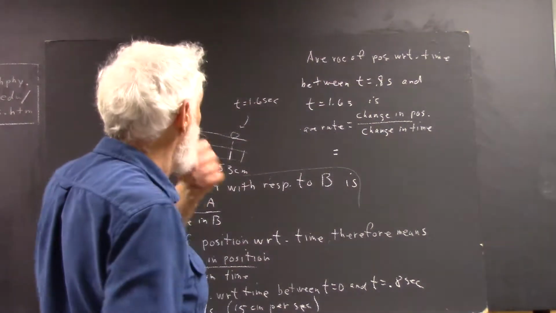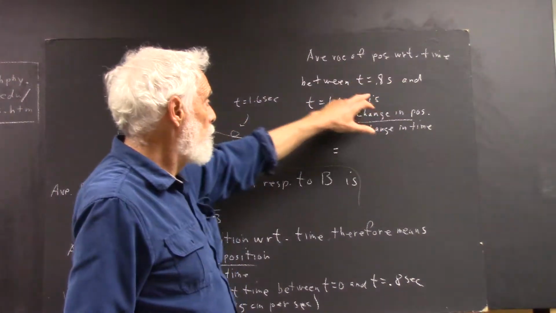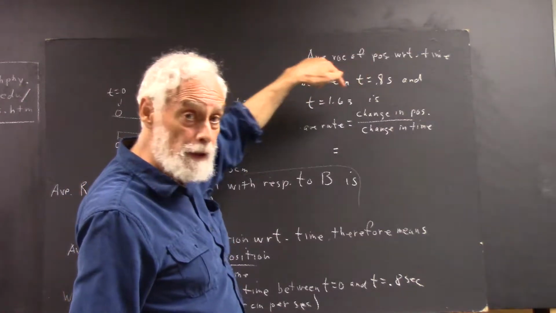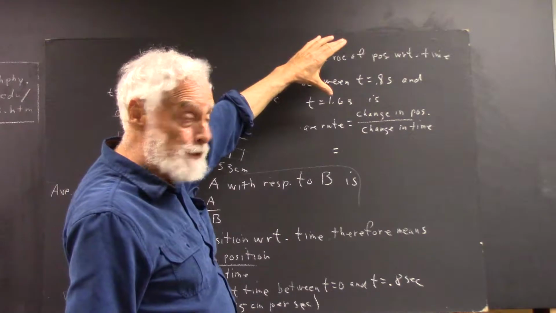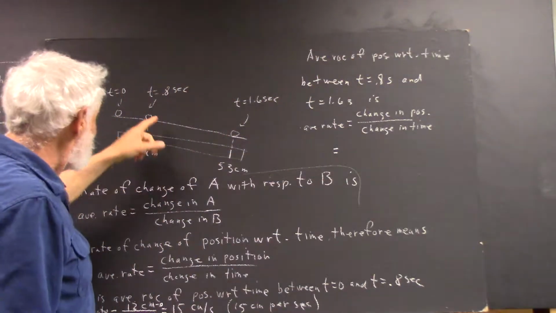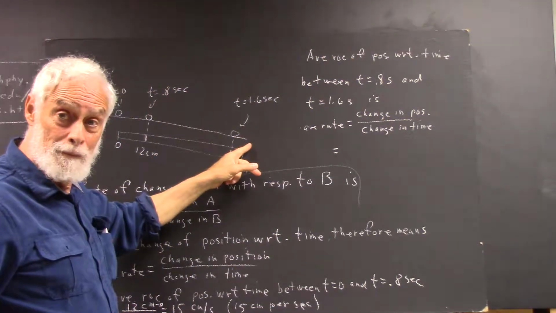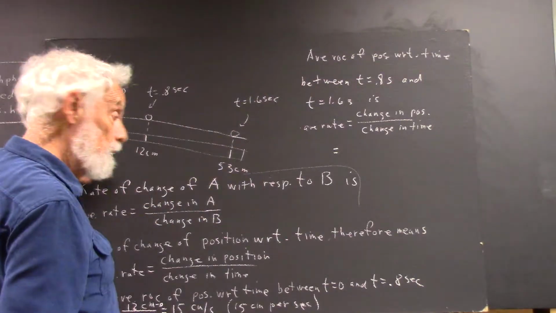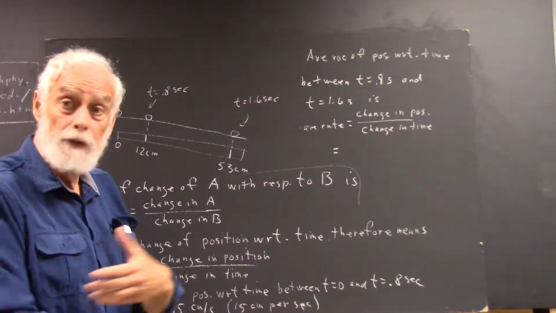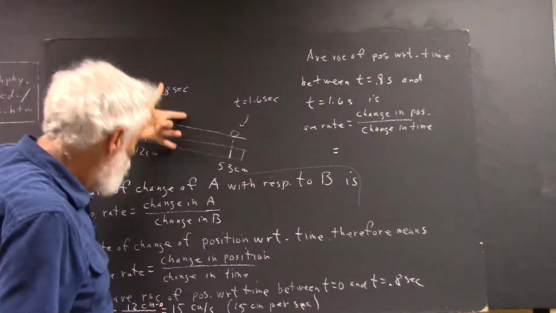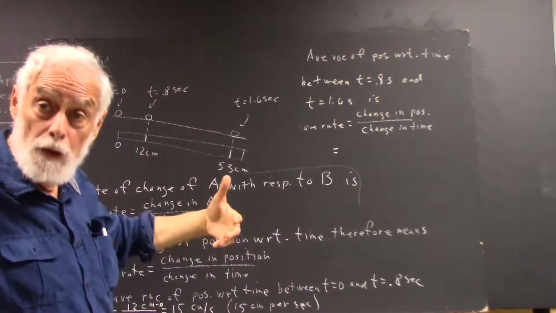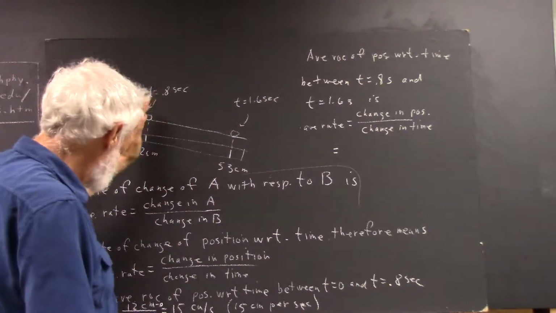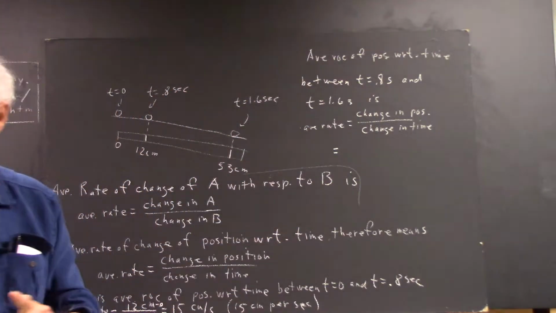Okay, so we want the average rate of change of position with respect to time between t equals 0.8 and t equals 1.6 seconds, right? So we're confined to the interval from here to here, aren't we? The fact that this thing started at t equals 0 some other time ago has nothing to do with this interval, okay? Although it's the same motion, we're just confining our attention to this one interval.